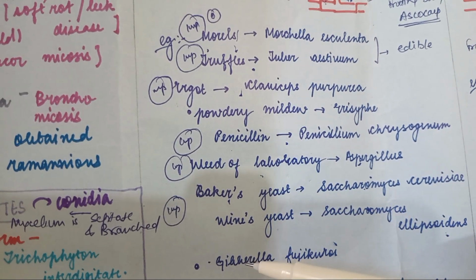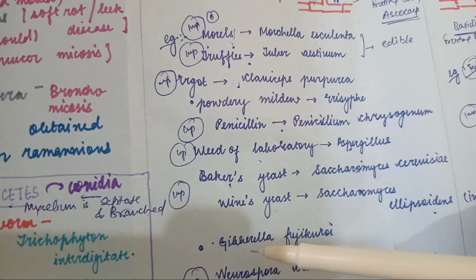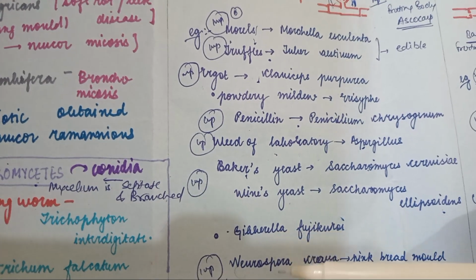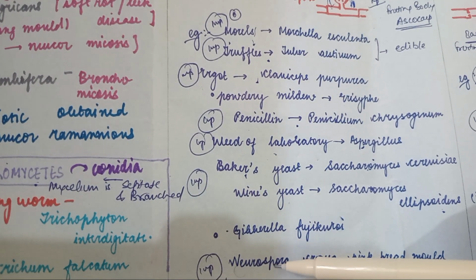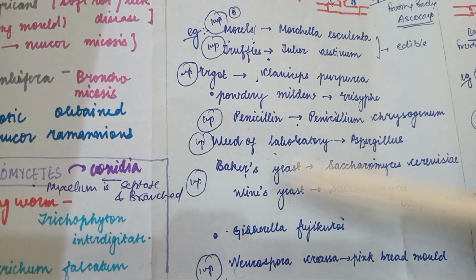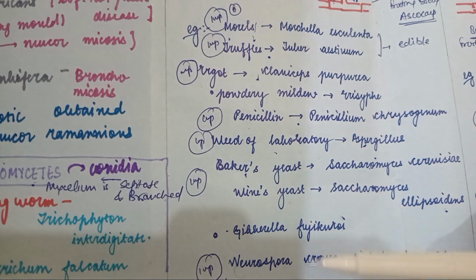Then gibberellins are produced from Gibberella. This is also an Ascomycete. Neurospora is an Ascomycete. So these are the examples of the Ascomycetes.